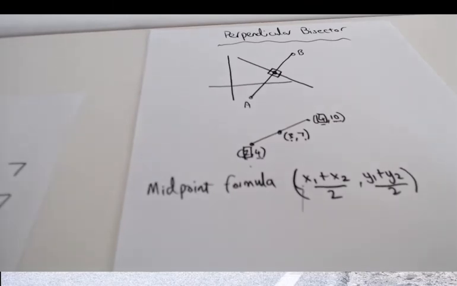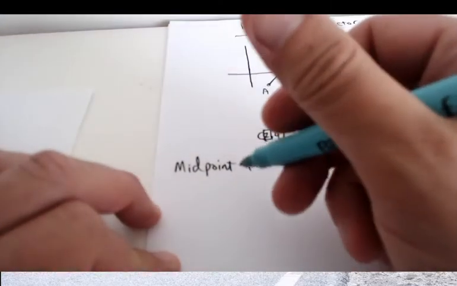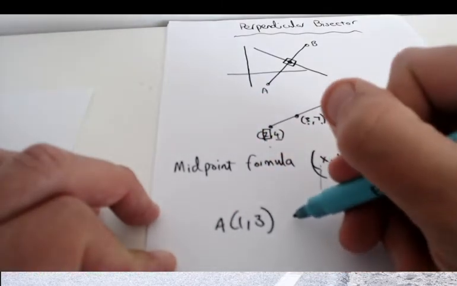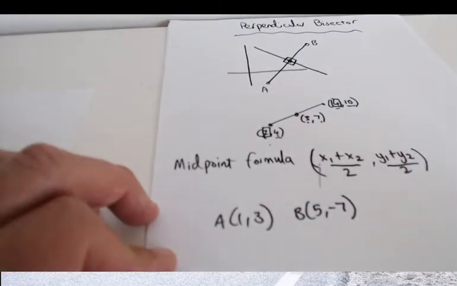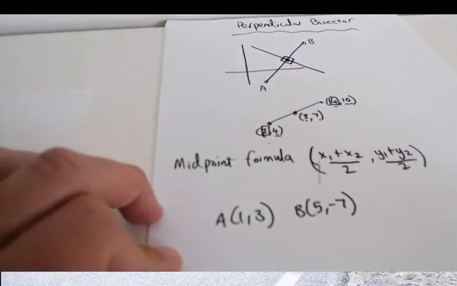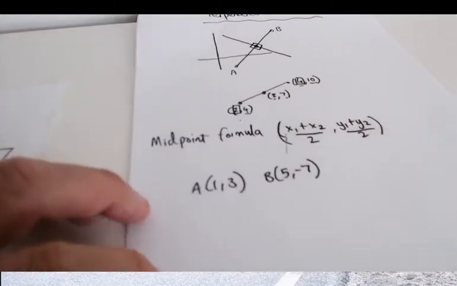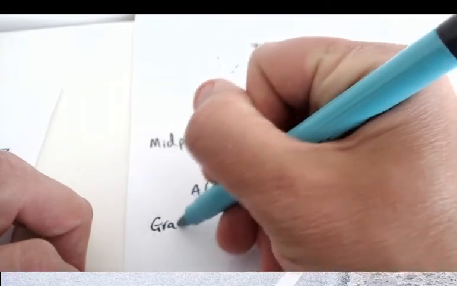Okay, let's go for an example. Let's say I have 2 points. I have the point A, which is (1, 3). And I have the point B, which is (5, -7). I want to find the perpendicular bisector of that line. So I'm going to set it out the same way we set out the work in the last lesson. So we're going to have gradient.